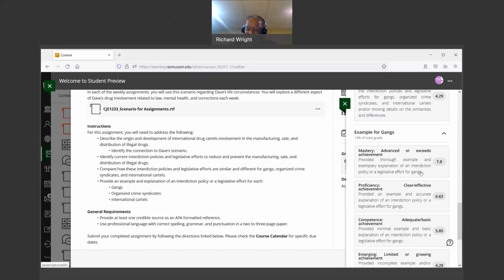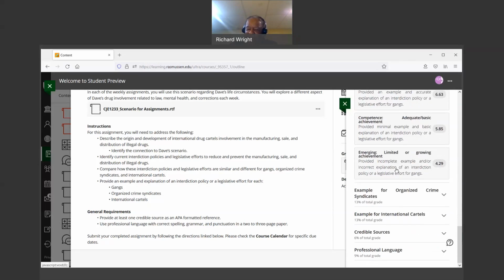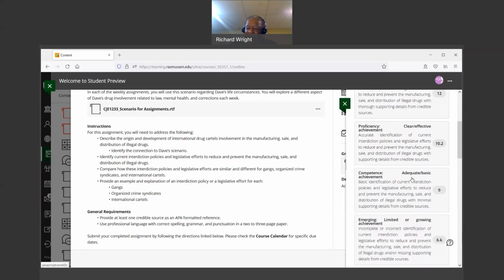For gangs, a thorough example and explanation of interdiction policy or legislative efforts for gangs. By the way, you'll understand interdiction policies when you go through and read your material and look at the information on the PowerPoints. If you don't provide any support, an incomplete example, or an incorrect explanation of an interdiction policy or legislative effort, you'll end up here.